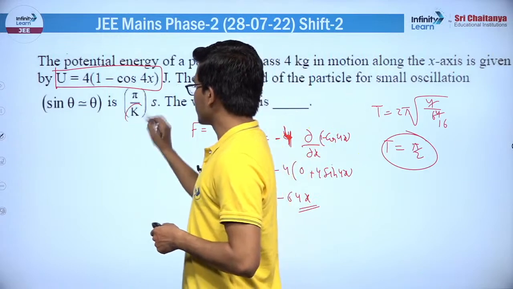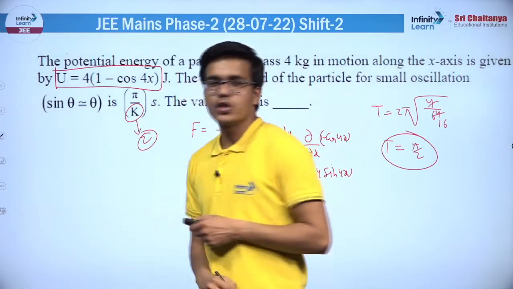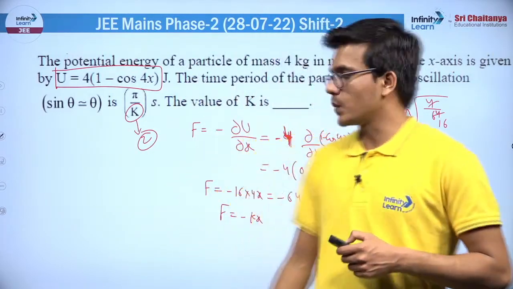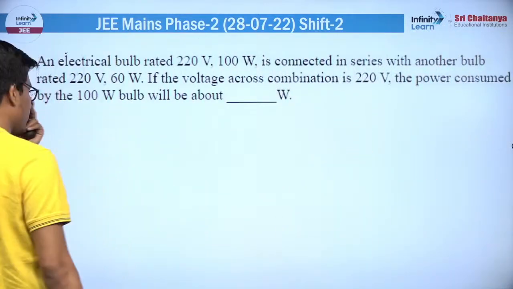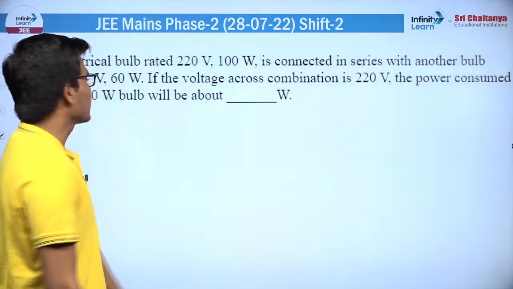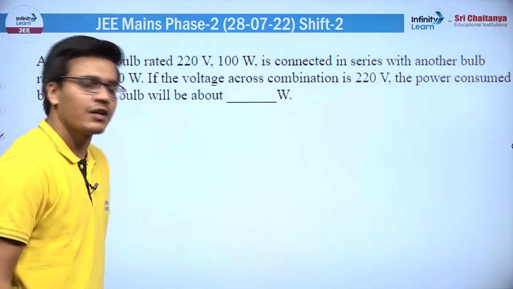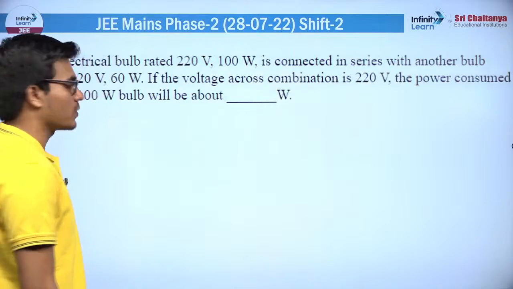Time period will be pi by 2 second, means this k should be 2, this k should be 2. Moving to the next question, I would say again a simple question in terms of concept, but by calculation it seems a little bit tough, but I will try to make this calculation easy also for you.